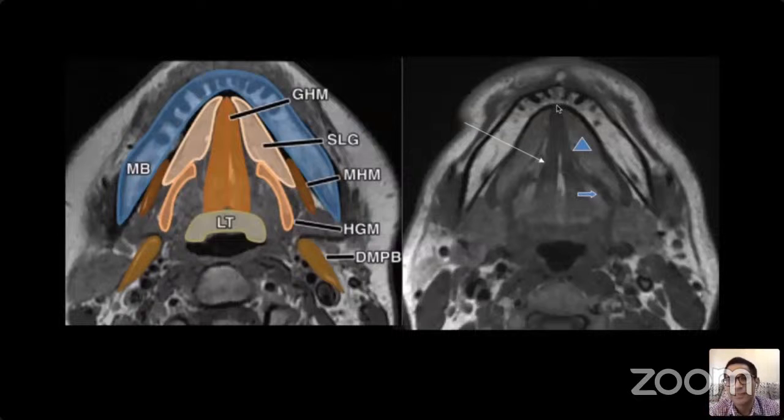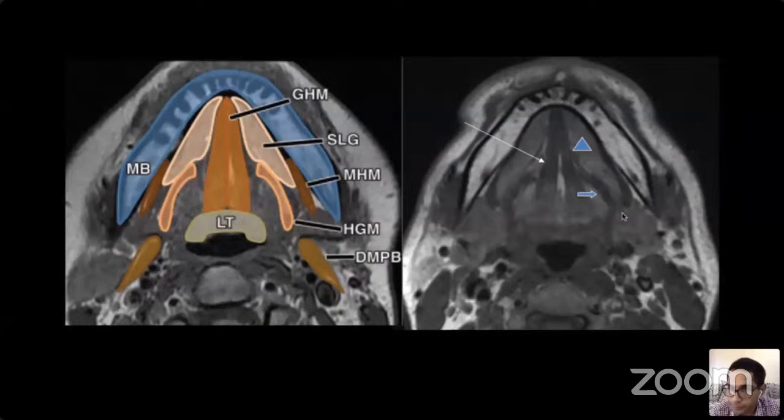The genial tubercle gives maximum origins to the muscles. The first and foremost muscle is the geniohyoid muscle. A geniohyoid muscle is an inverted V-shaped muscle which takes origin from the genial tubercle and gets inserted posteriorly. Lateral to the geniohyoid muscle, you will have a fat-containing area, which is the space of the sublingual gland and the sublingual space. Posteriorly, you have an inverted V, which are two muscles. One is the medial one, which is the hyoglossus muscle, and the lateral one, which is the mylohyoid muscle.